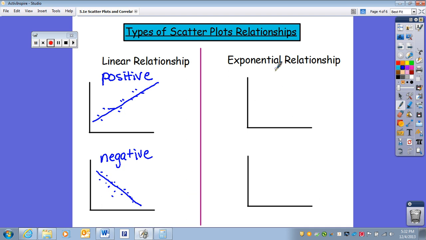Now, if we were talking about an exponential relationship, thinking back to our last unit, the first example would be growth, where the points we would draw would go in an exponential growth pattern. And if we had exponential decay, the pattern would be going down.